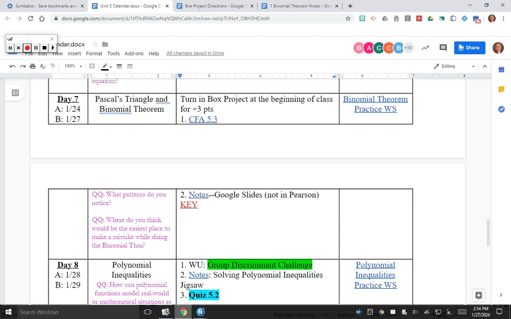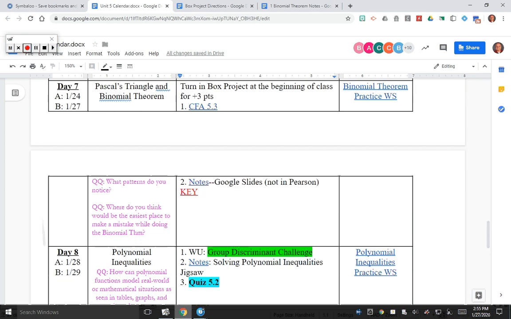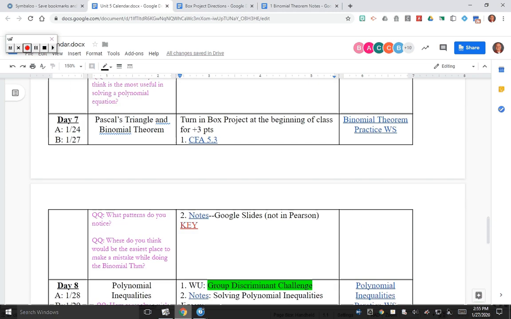Let's look at day 7 real quick, okay? Day 7, it says turn in the box project, okay? Because I gave you those a class or two ago, I changed that date to be the 28th. I'm not going to change this on the calendar because this calendar is for all classes. But you can turn this in on the 29th for 3 bonus points, okay? At the beginning of class. Like some people have already turned in.